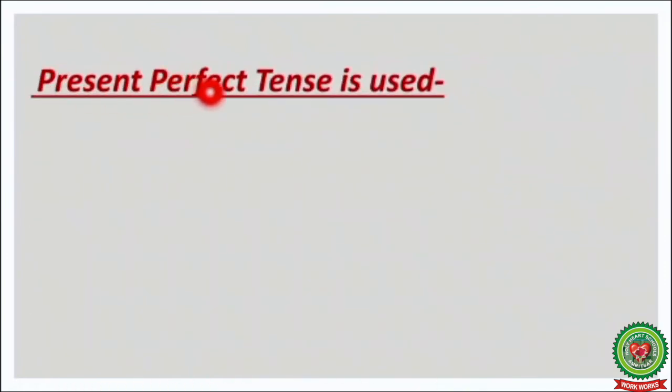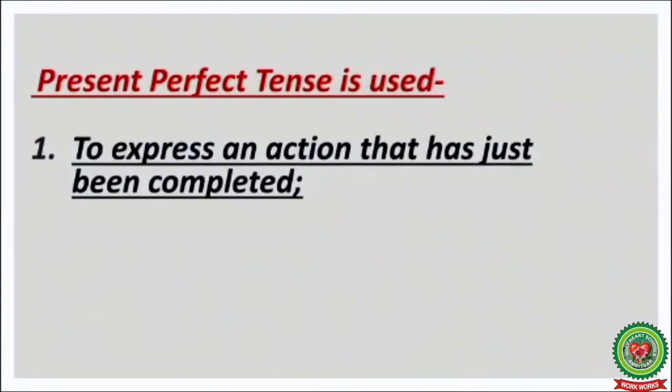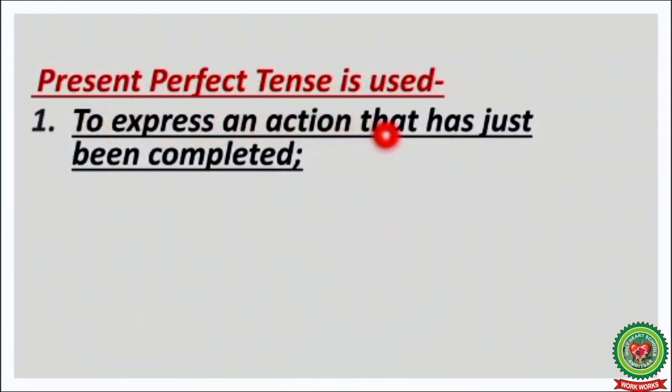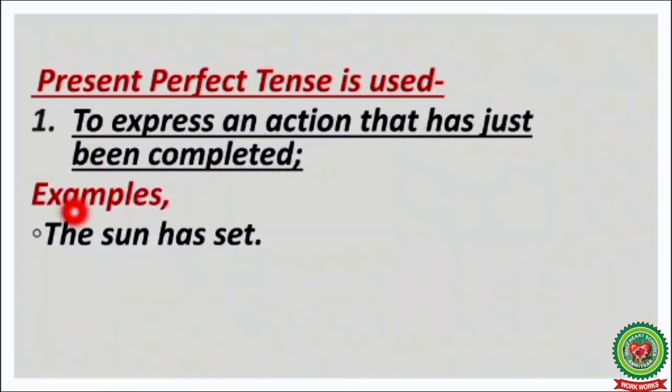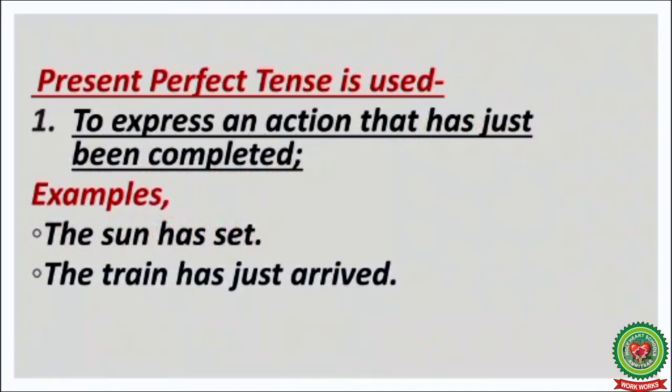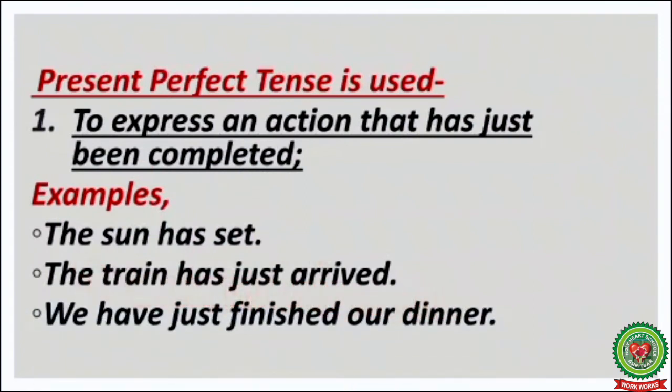Students, present perfect tense is used firstly to express an action that has just been completed. Let's take examples. The sun has set. Students, here the action has just completed in the recent past. Here the action got over a few moments back. The train has just arrived. We have just finished our dinner. Means we have just finished our dinner a few moments back.